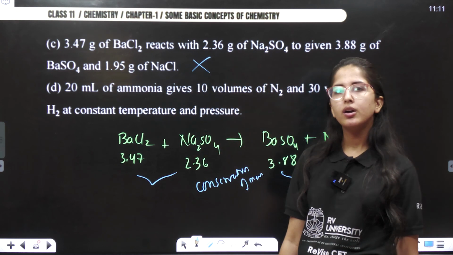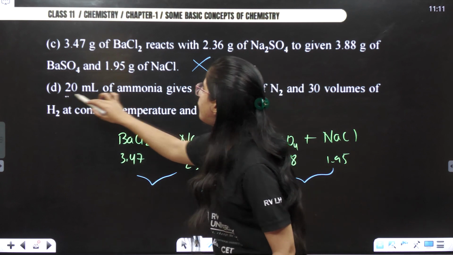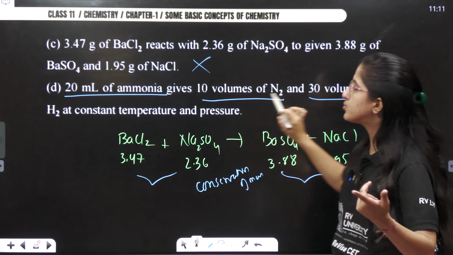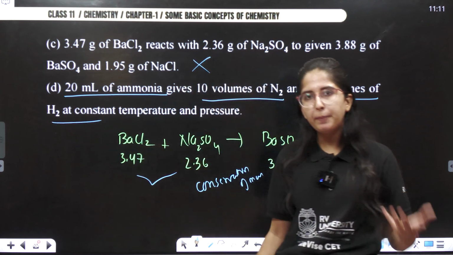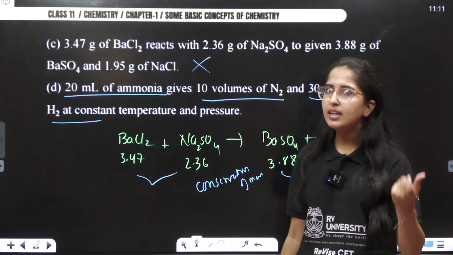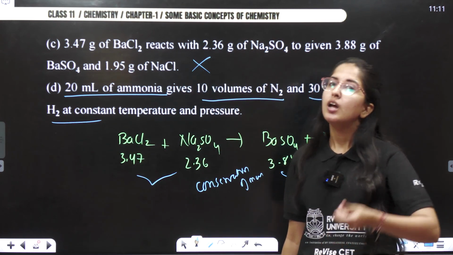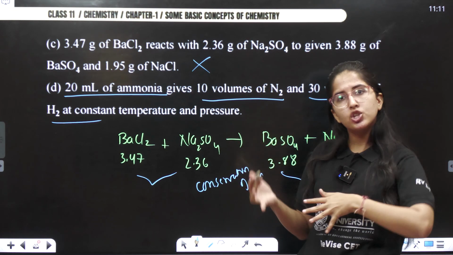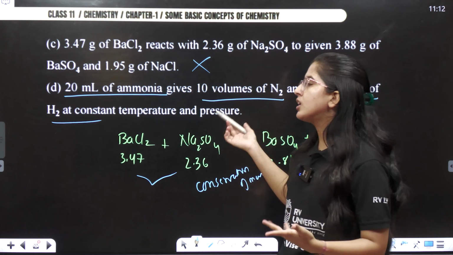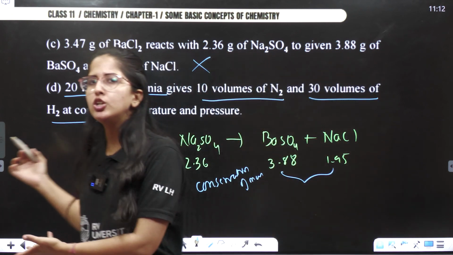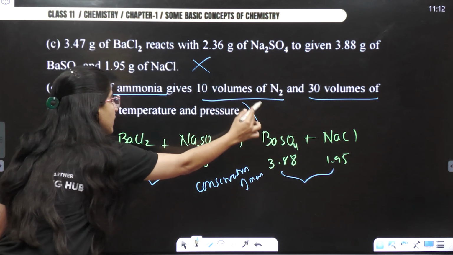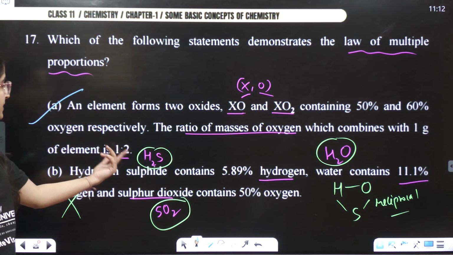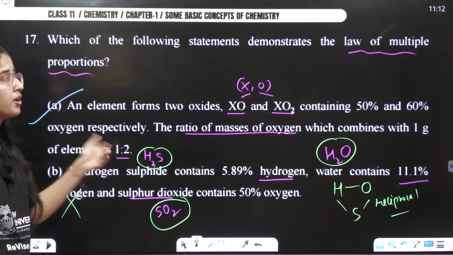But we are talking about multiple proportion, so this is also wrong. Then 20 ml of ammonia gives 10 volumes of nitrogen and 30 volumes of hydrogen at constant pressure and temperature. At constant pressure and temperature, volumes of gases combine in a particular ratio, they have given. Correct? So it is Gay-Lussac's law of combining volumes. This is also a wrong statement. So the correct statement was obviously option number A. But let us see whether this ratio is correct or not.